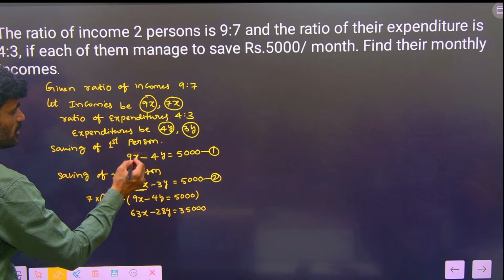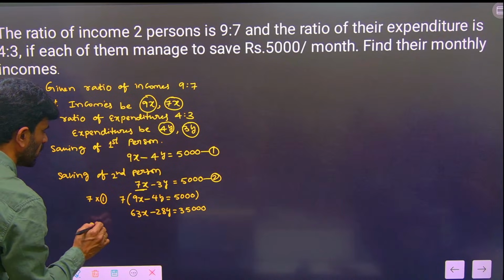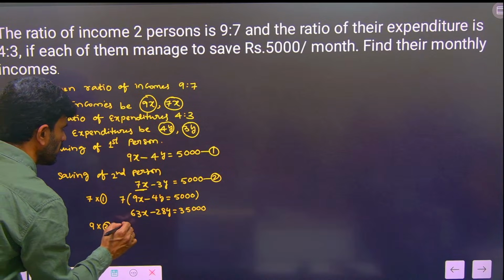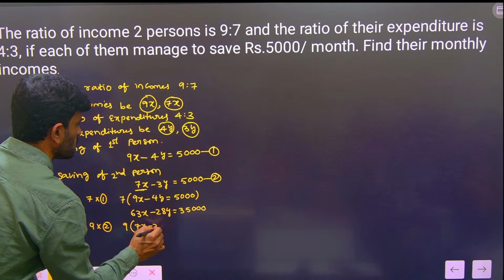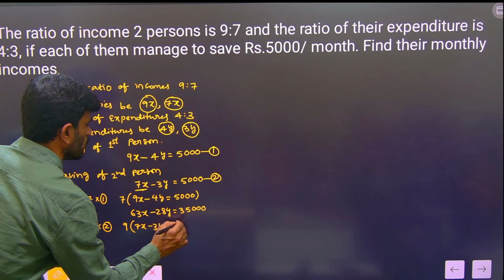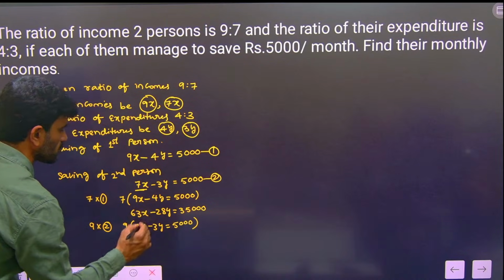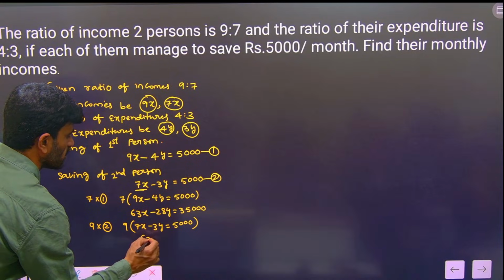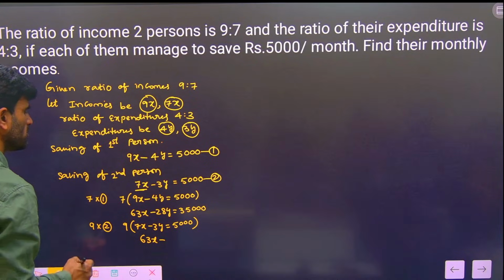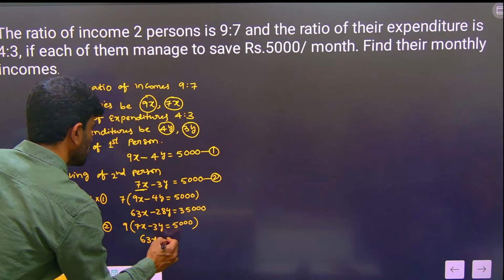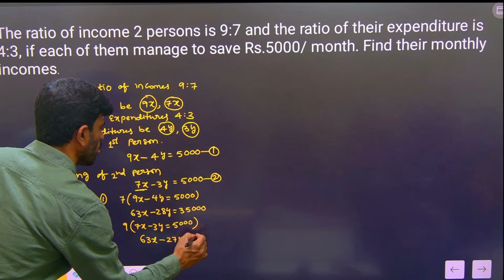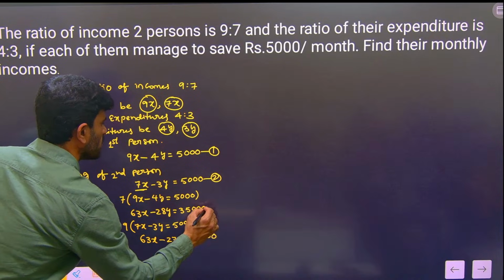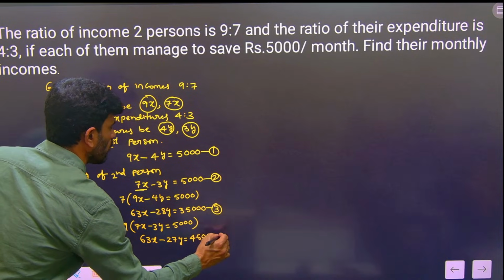Now what we have to do, the second equation we have to multiply by 9. 9 into equation 2 implies 9 into (7x minus 3y) is equal to 5,000. Then what happens here? 63x minus 9 3s are 27y is equal to 45,000. You can take this as equation 3 and equation 4 if you want.